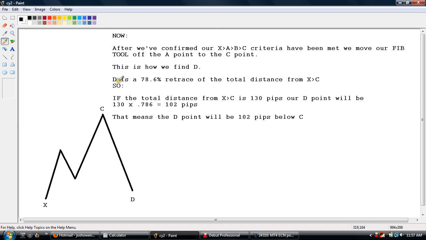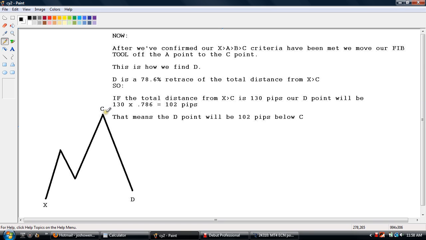Now D is going to be a 78.6% retrace of the total distance from X to C. Okay? And we're going to assume in this example that X to C is 130 pips. So the distance from here to here is 130 pips. Not counting the little jog from A to B here. We're not even concerned with that little jog anymore. The total distance from this price level to this price level is 130 pips.